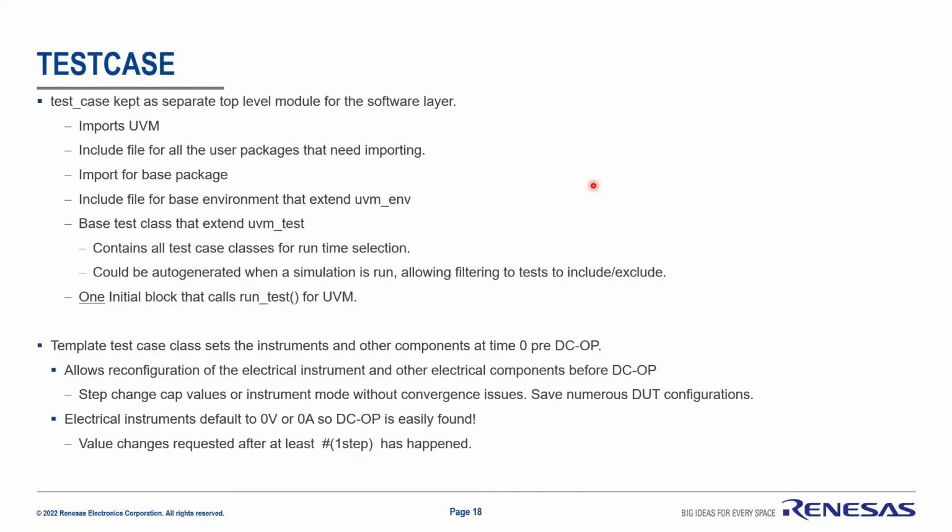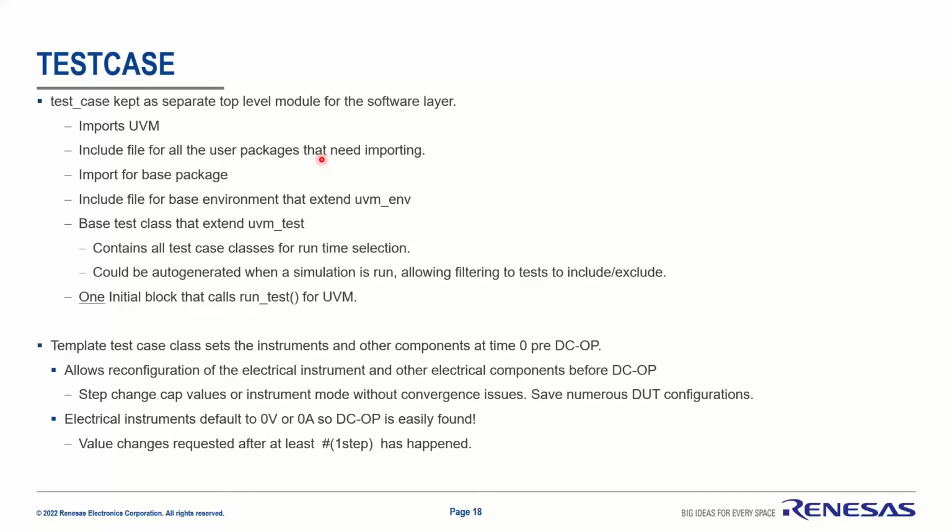So the test case is kept as a top level for the software layer. It imports the UVM include file for all the user packages, the base package, all your environment stuff, the base tests. It's basically all the software layer, but it's sequenced such that the users don't have to edit the order. They've got control of it via an include package. We have one initial block for running the UVM test.